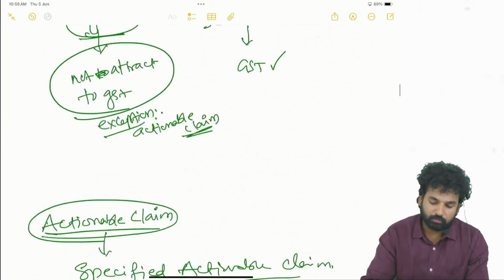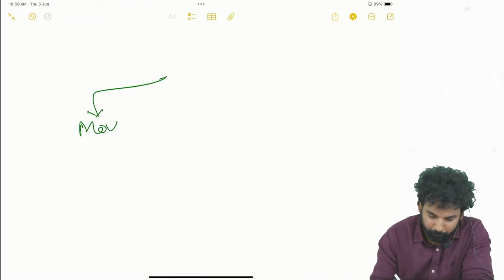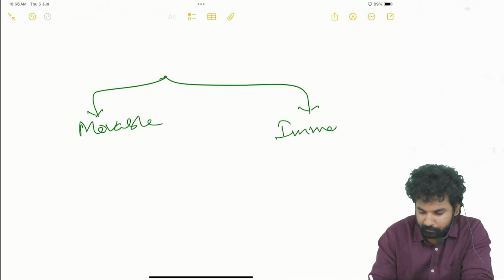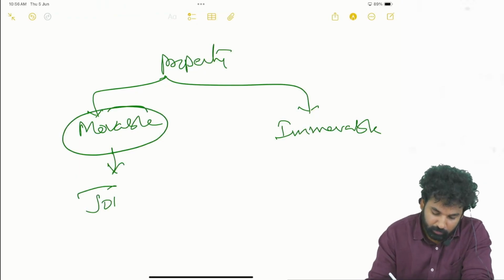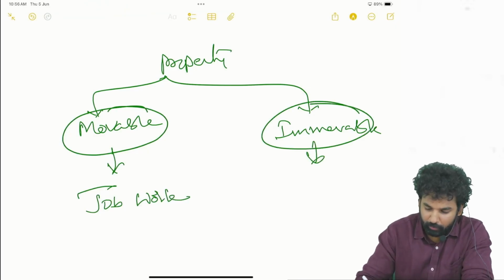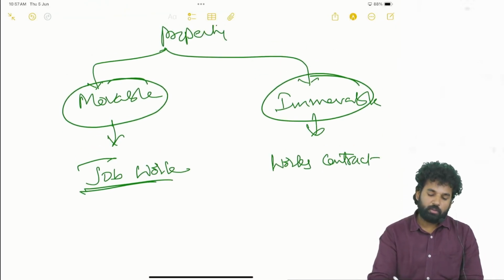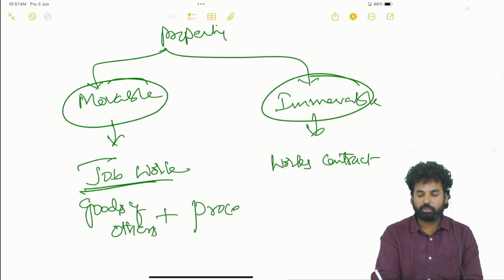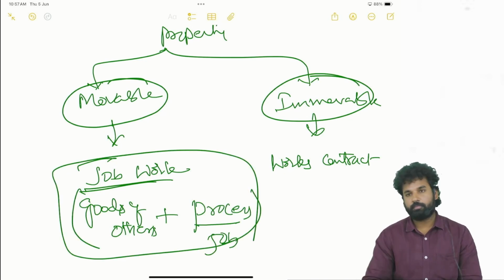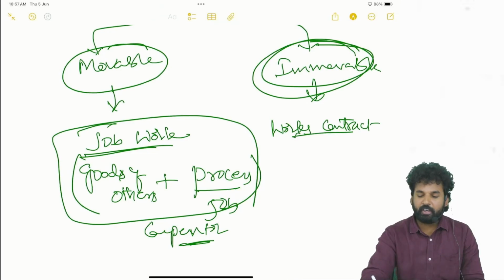So we talked about job work now. Whenever it is a case of movable property, then it is job work. If it is immovable property, then it is works contract. See here, goods of others, on which we will apply some treatment or process or job, then it is a job work. With respect to movable property, it will be treated as job work. Example, carpenter. With respect to immovable property, it will be treated as works contract.